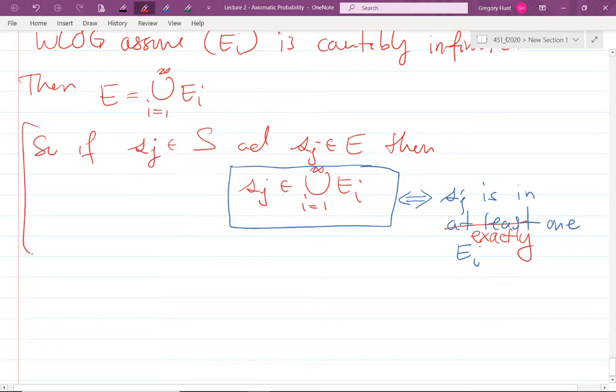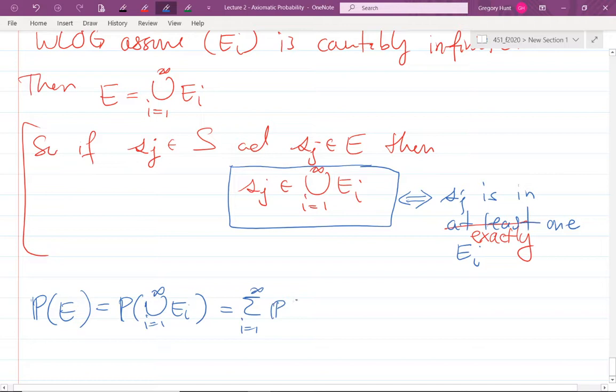This is just a fact to remember. Let's now look at what we want to show. We want to show that the probability of E, which we can rewrite as the probability of the union of these E sub I, is the sum of the probability of E sub I.